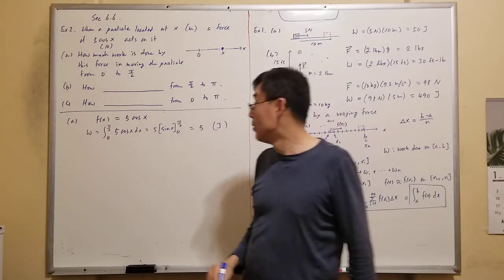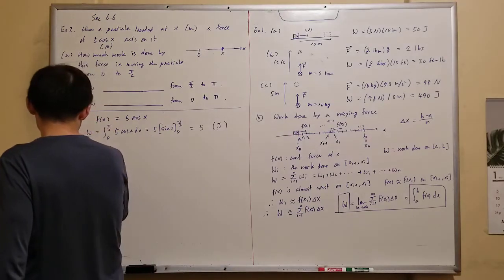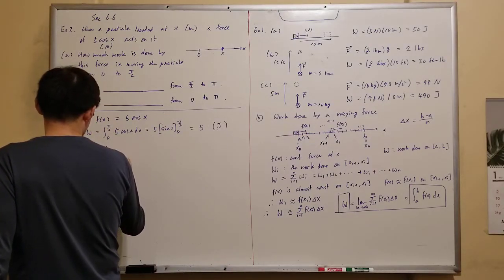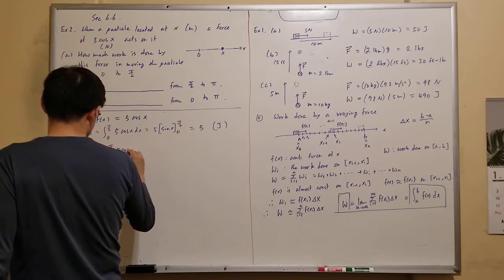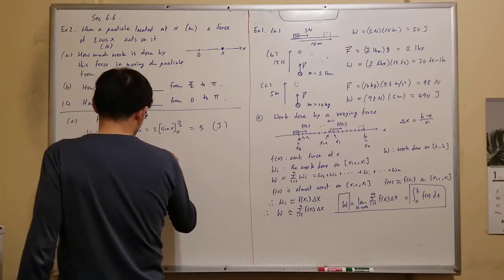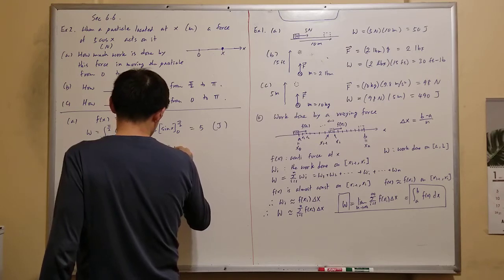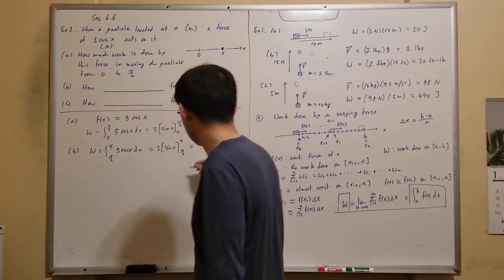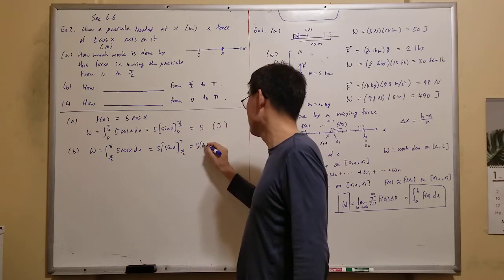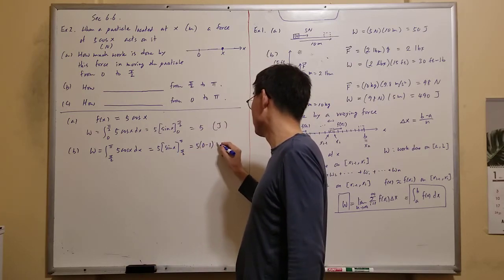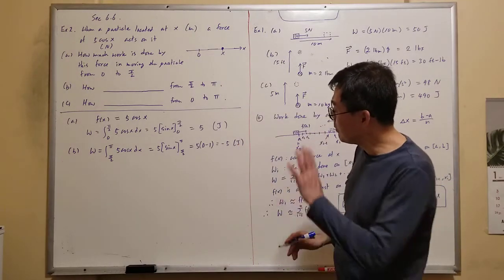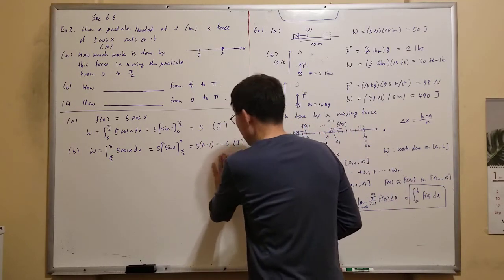Okay? B. Well, what about from pi over 2 to pi? Well, 5 sine of x from pi over 2 to pi. Sine of pi is 0, sine of pi over 2 is 1. Negative 5 joules. Okay, what does it mean by negative work done?